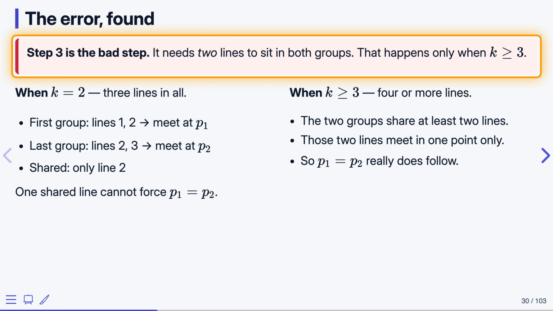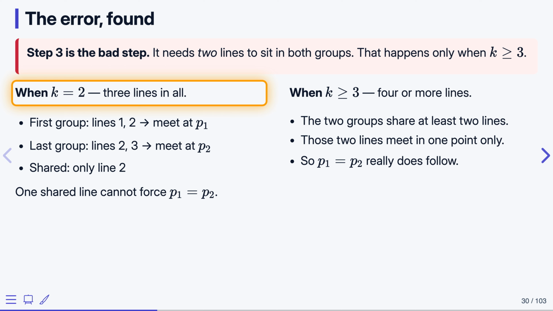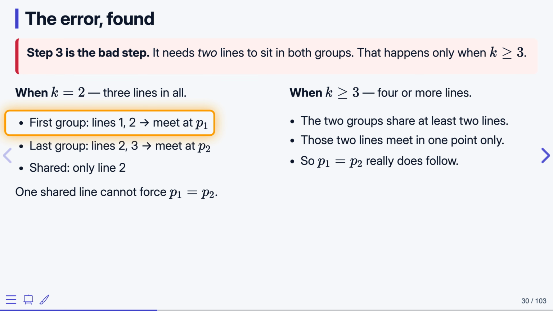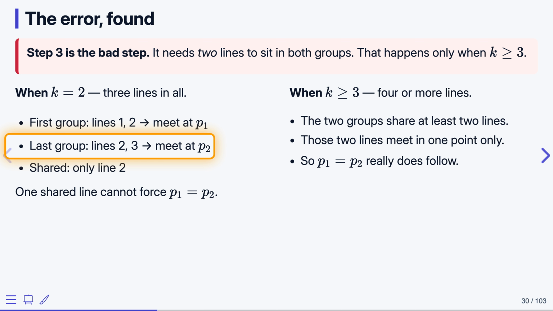To force P1 and P2 together, we need two of the lines to belong to both groups. That only happens when k is 3 or more. Look at the case where k is 2. There are 3 lines in all. The first group is lines 1 and 2. They meet at P1. The last group is lines 2 and 3.